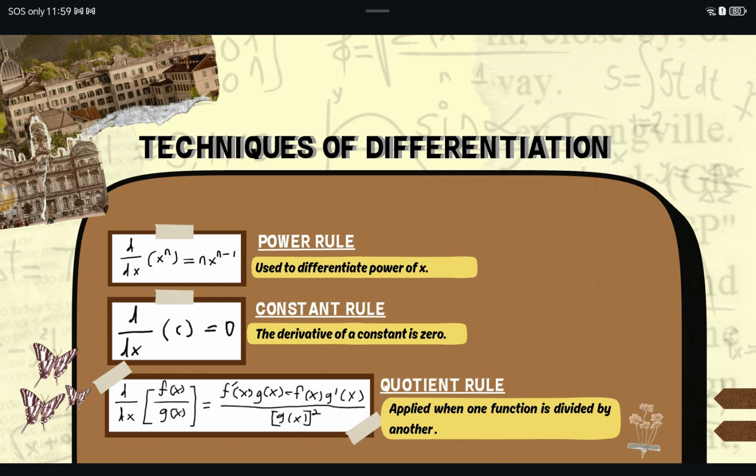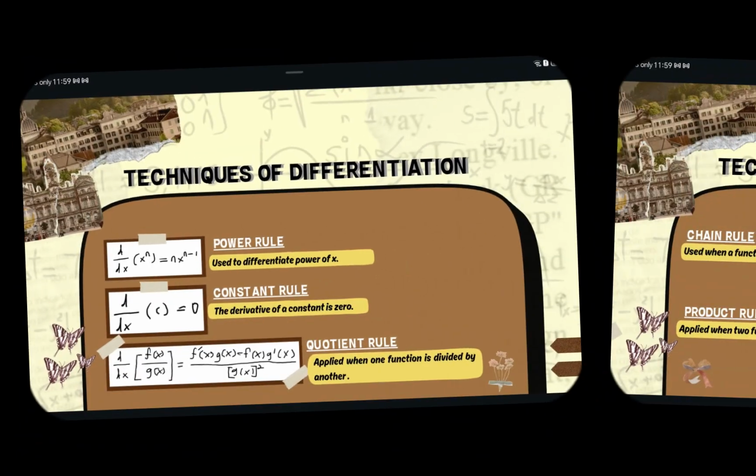Now, let's talk about the techniques of differentiation. There are 9 techniques of differentiation. First is the power rule. It is used to differentiate powers of x. Second is the constant rule, where the derivative of a constant is 0. The third is the quotient rule. It will apply when one function is divided by another.